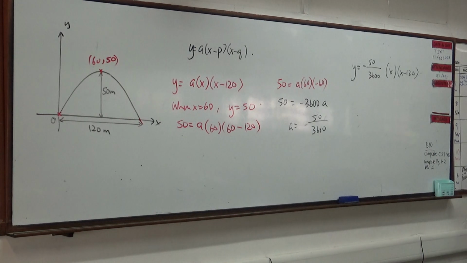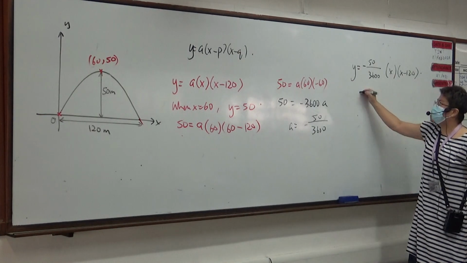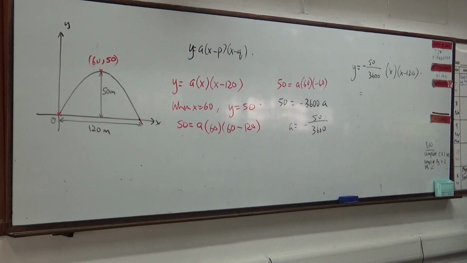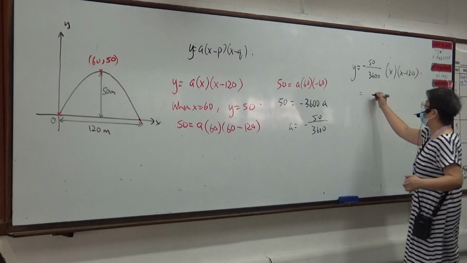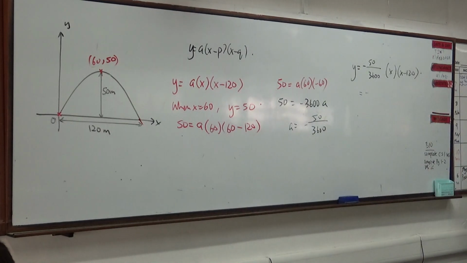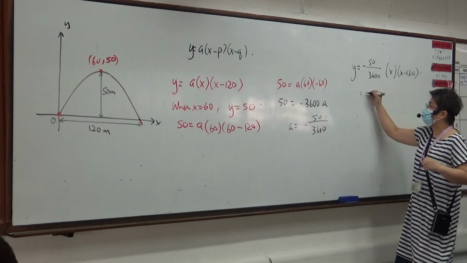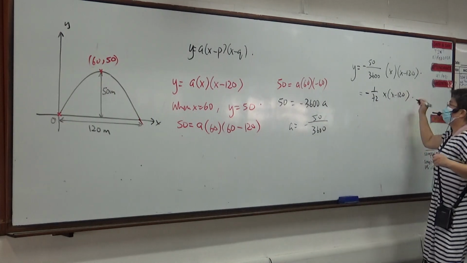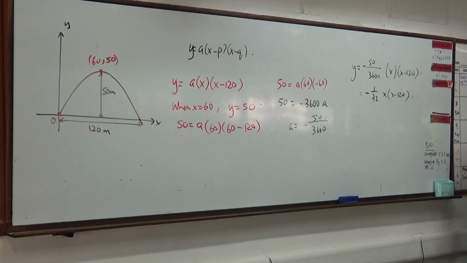Everybody clear? But this is not in simplified form. Use your calculator. What is 50 over 3600? Negative what? Negative 1 over what? 1 over 72. So y equals negative 1 over 72 x squared minus 120. Understand?